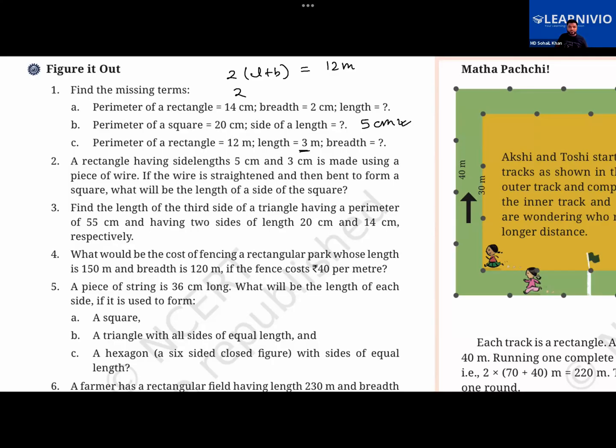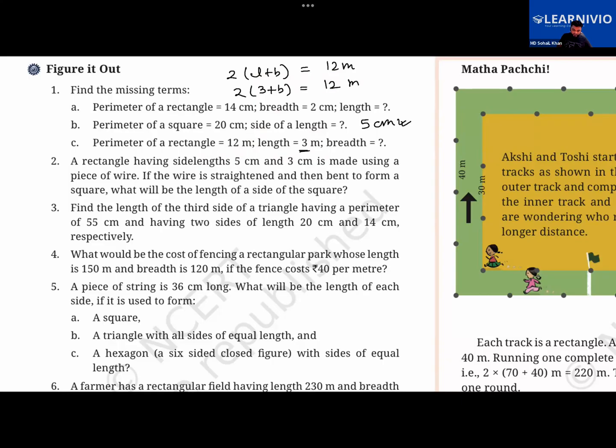Sir, I'm stuck at the first question C. I don't know how to solve it. Okay, let me help you then. See, perimeter of the rectangle is again given to you as 12 meter here. So we have written 12 meter and the formula here. Length given to you is 3. Breadth is not given. That is what you are required to find.